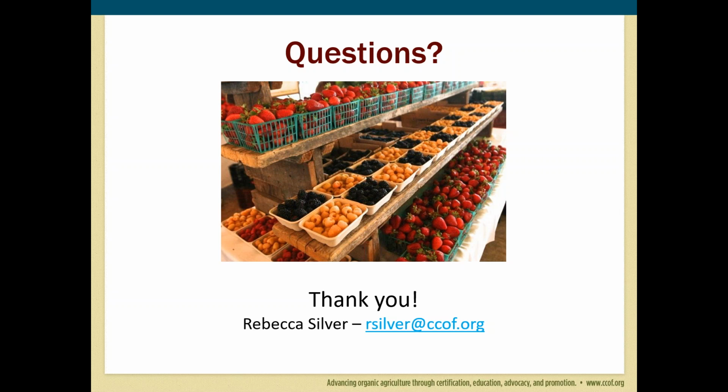The goal of putting together our OSP forms is to gather the information we need from any operation anywhere that we might be certifying. And for example, CCOF works with farms across the United States in almost all 50 states at this point, and throughout Mexico. Other certifiers are more localized or have a more global scope of where they work. So yes, that should be the case.